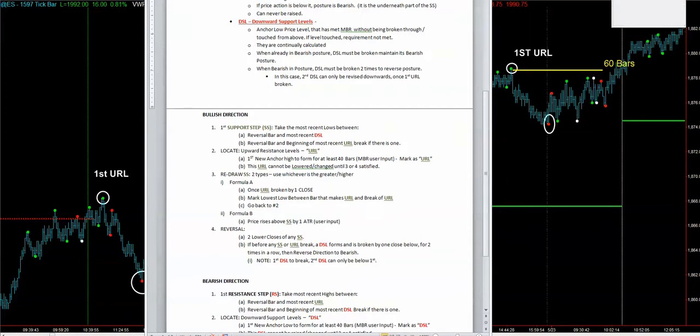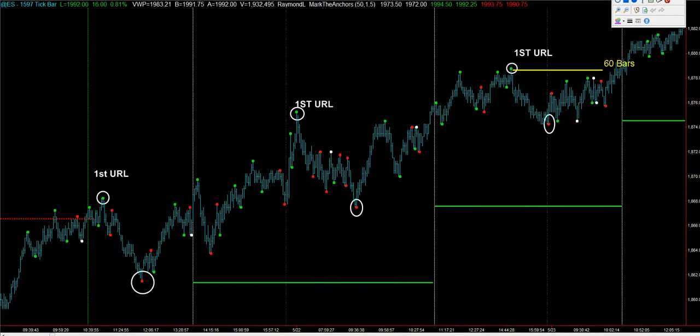I'm going to omit this here because it doesn't make sense until we've seen one example. So I'm going to skip number 1 and go straight to number 2, which is locate the upward resistance level on a bullish direction. Okay, so we're locating the upward resistance level, and as defined, we're dealing with the S&P.